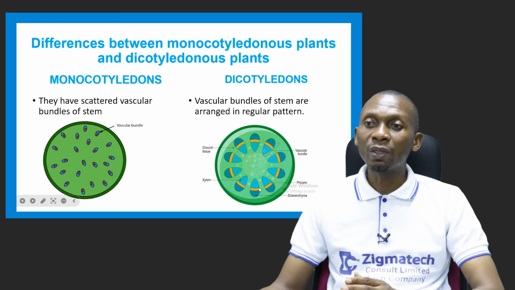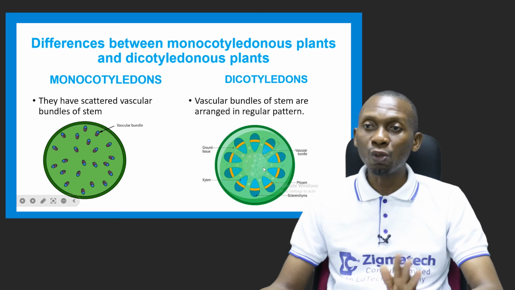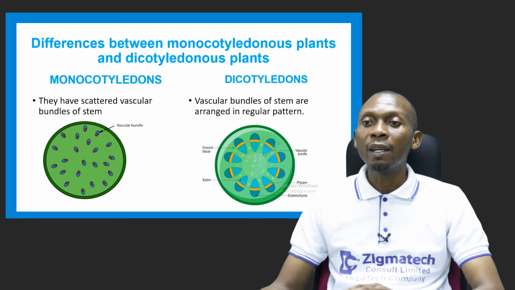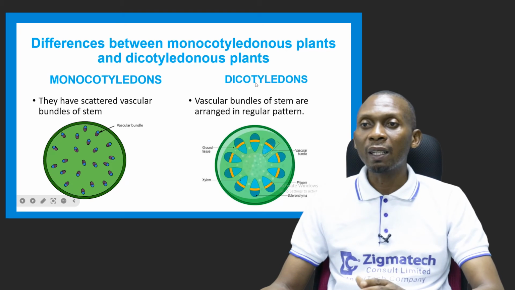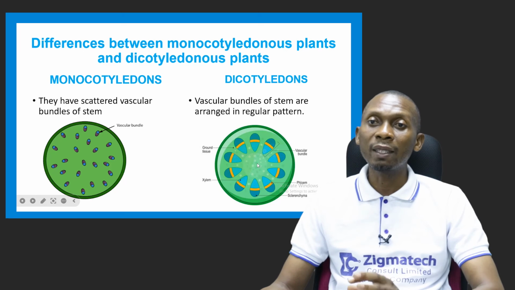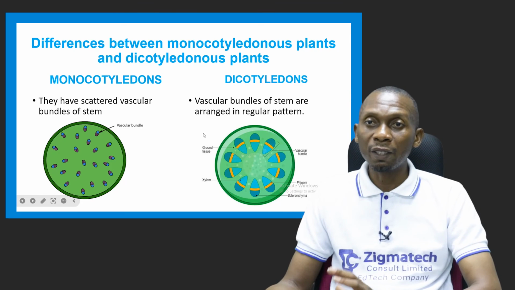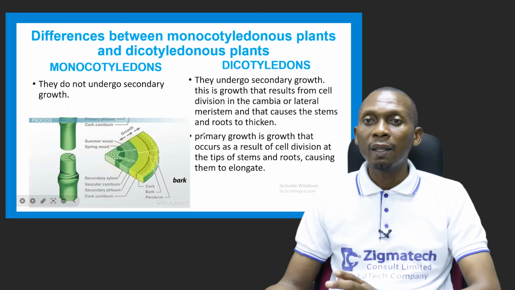Now, the vascular bundles contain the phloem and xylem. These are tissues through which nutrients and minerals can pass to move from one point to the other in the plants. So these vascular bundles are arranged in dicotyledonous plants, while in monocotyledonous plants they are scattered. So that's another difference between monocots and dicots.